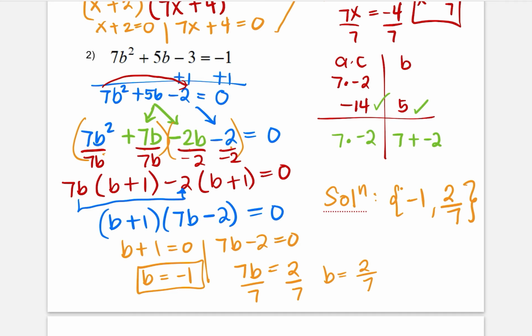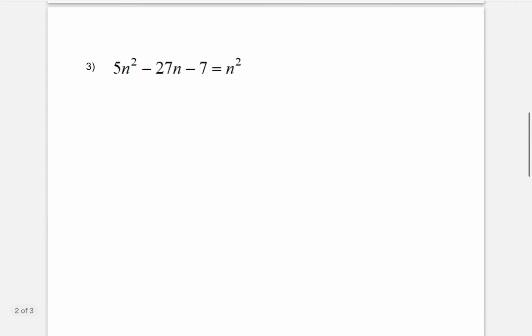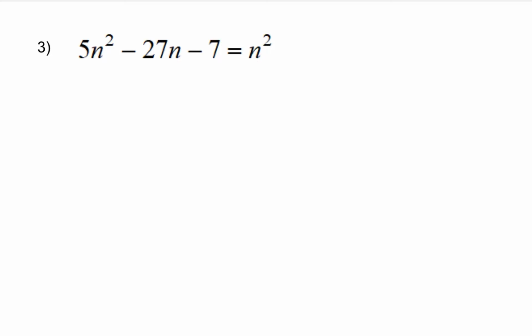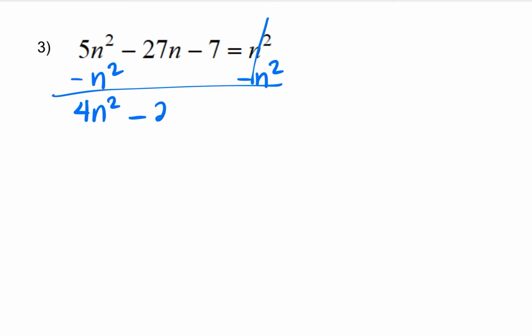Okay, let us try one more problem. Let's try this one right here, number 3. We're gonna isolate or make the equation equal to 0 so we can start factoring. So I am going to do inverse of positive n squared, that is minus n squared. And this will give me 4n squared minus 27n minus 7 equals 0.